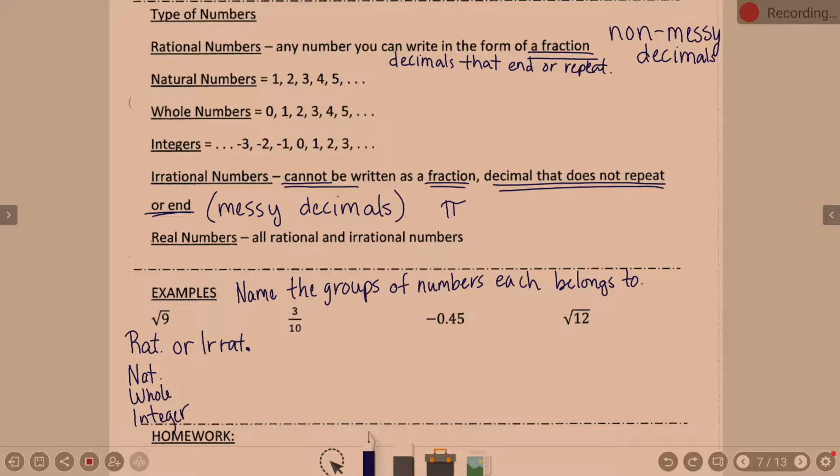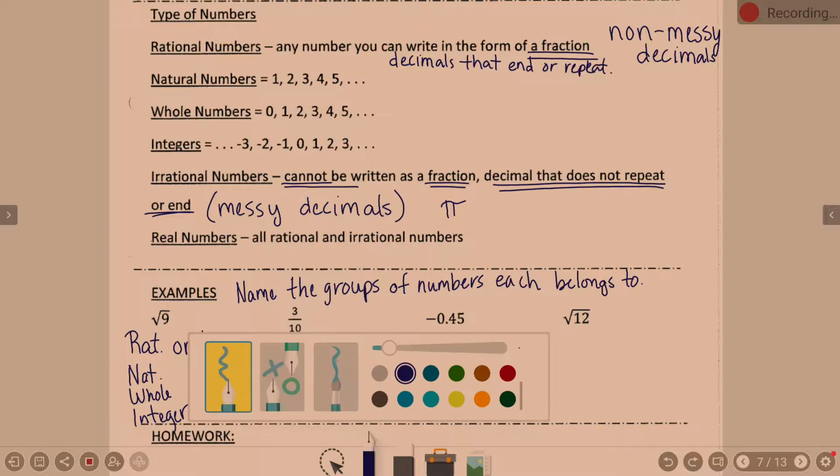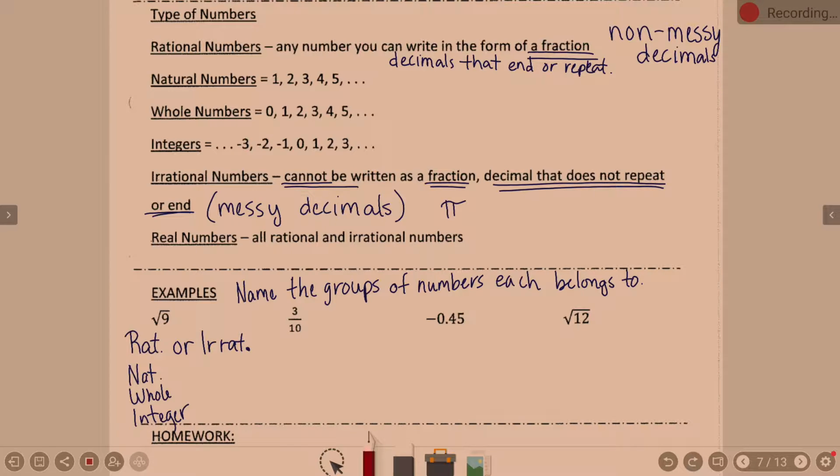Remember, rational, it can be made a fraction. Okay? Irrational, it cannot be a fraction. Now, as we talk about this, let's back up for a moment. What is the square root of 9? 3. Does 3 make sense? Yeah. Because 3 times 3 is 9. Okay, square root of 9 is 3.